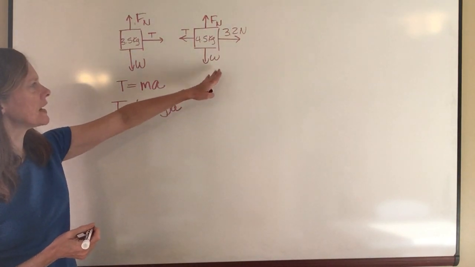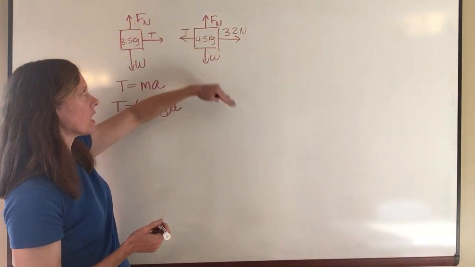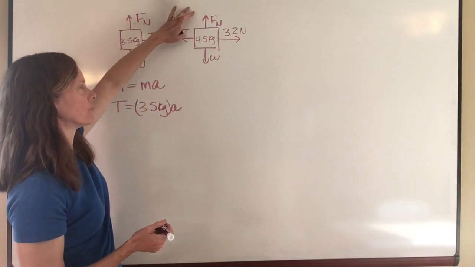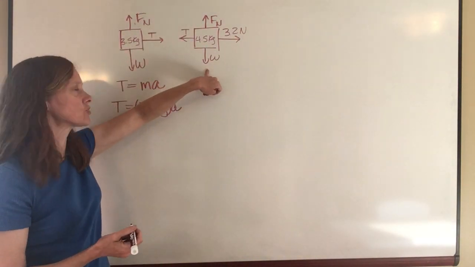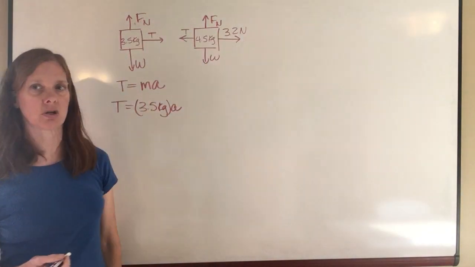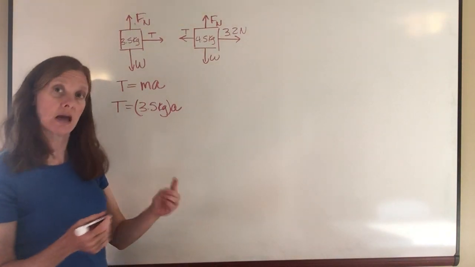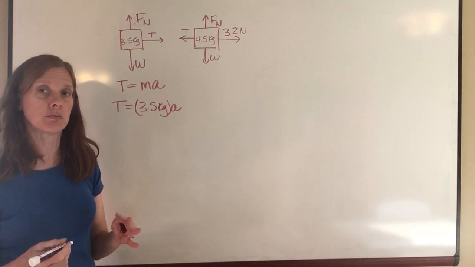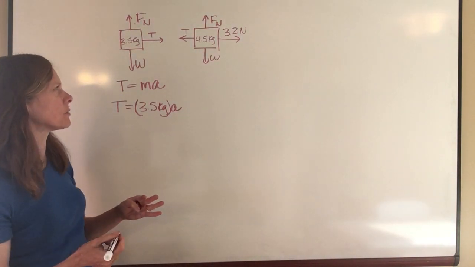Now over here, again, the car's not moving in a vertical direction, so the normal force and the weight are going to cancel one another out, but I know that the car is being pulled in this direction. So what that tells me is that, again, the sum of the forces has to equal the mass times the acceleration.